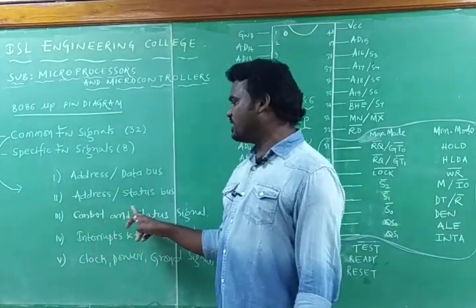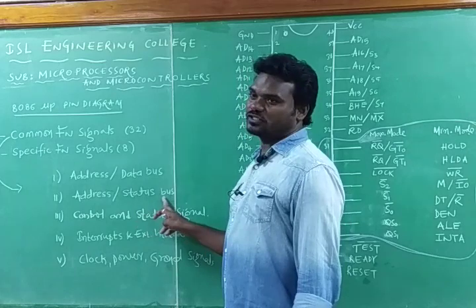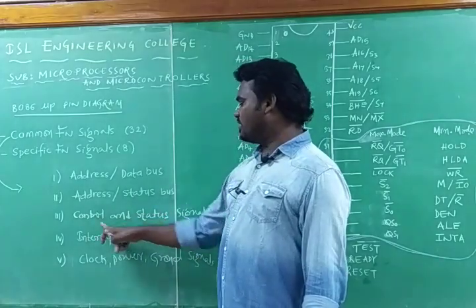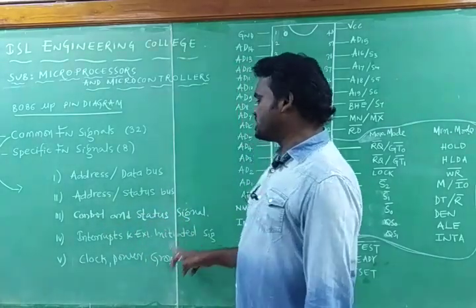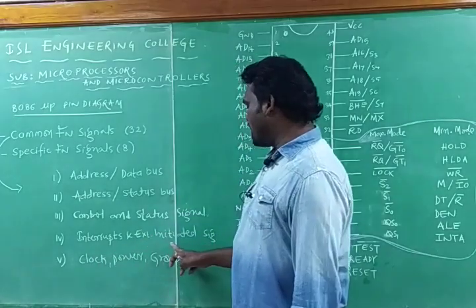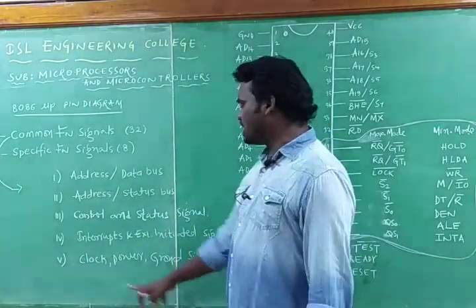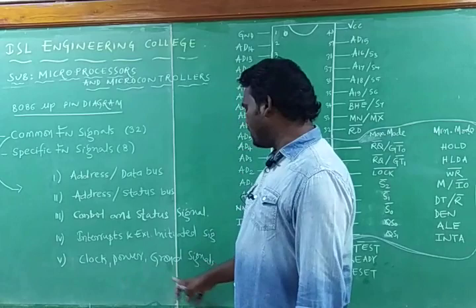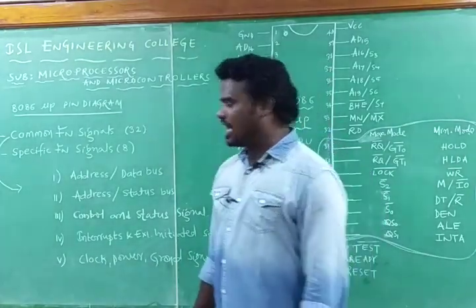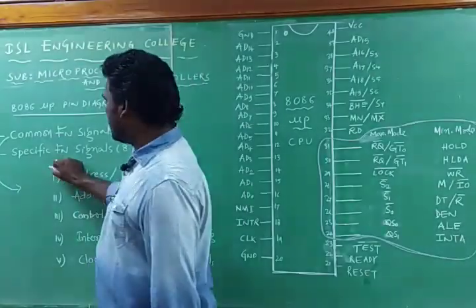Coming to the second one, it is the address or status bus, and the third one is the control and status signals. The fourth one is interrupts and externally initiated signals. The last one is clock, power, and ground signals. In the last class we discussed these two things.